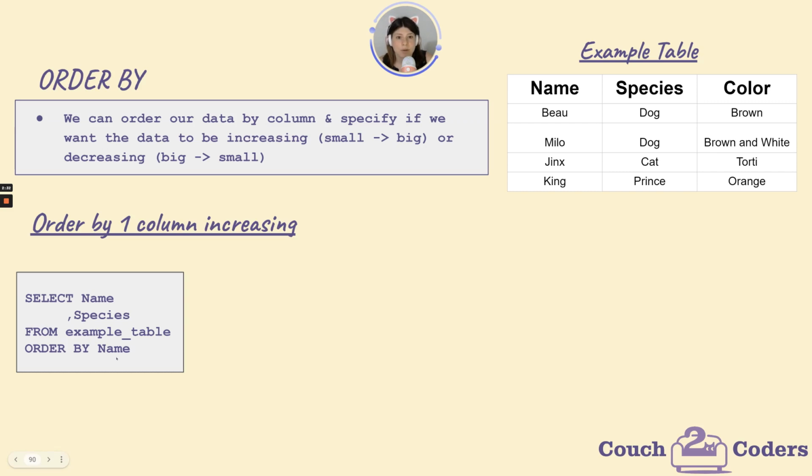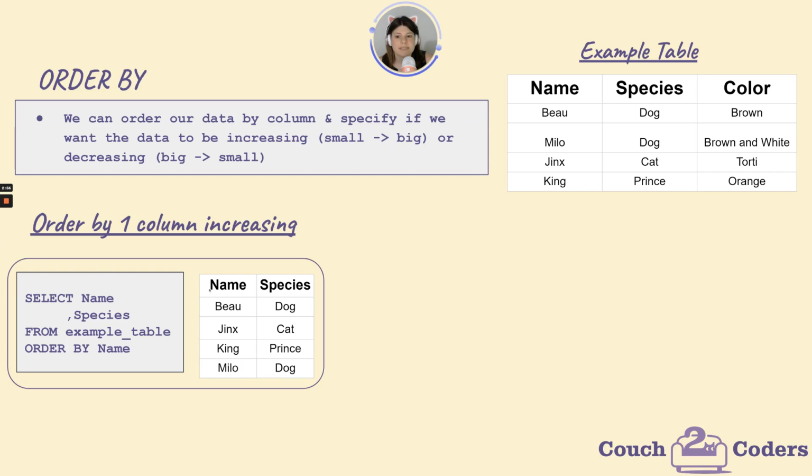The default in BigQuery is to go from small to big, so you don't have to specify if you don't want to. If you would like to specify that it's going from small to big, you write ASC, which is shorthand for ascending. So if this was my SQL code, this would return the 2 columns, name and species, and it would put the name in alphabetical order. So we see we have name, species, and they're in alphabetical order, B, J, K, M.